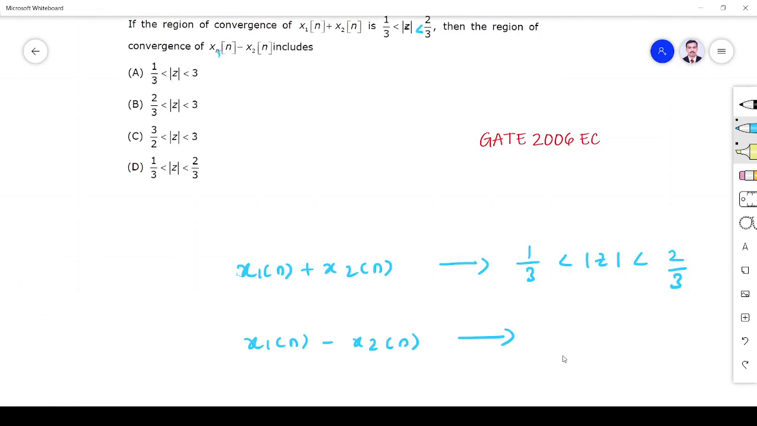Whether you add the signals or subtract the signals, the ROC will not change. That is the property of the Z-transform. So we will have the same ROC for x1 of n plus x2 of n and x1 of n minus x2 of n. So the answer is option D.